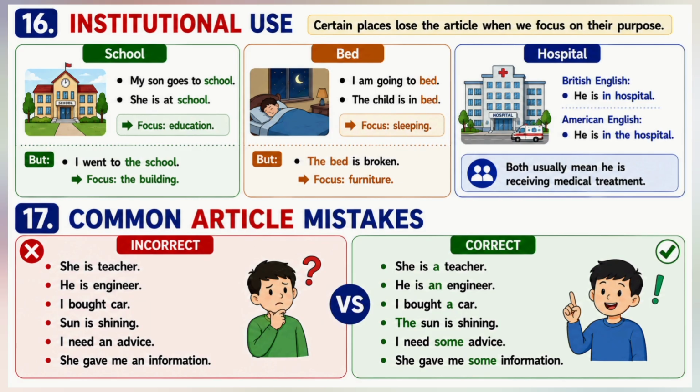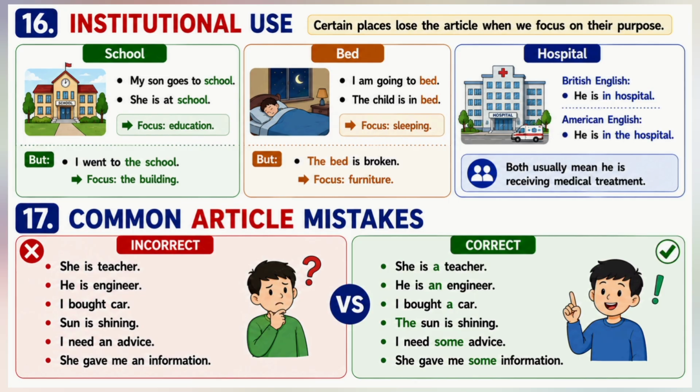Now let's learn institutional use. Certain places lose the article when we focus on their purpose. School: My son goes to school. She is at school. Here, the focus is on education, so we do not use the. But: I went to the school. Here we are talking about the building, so we use the.